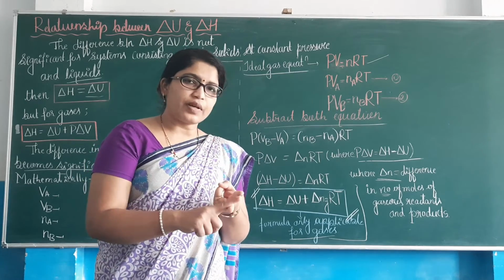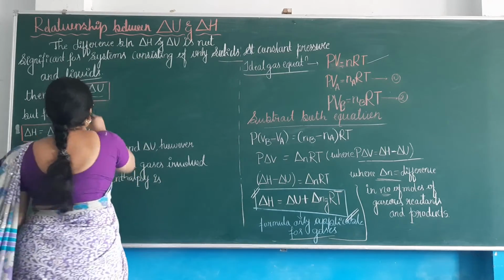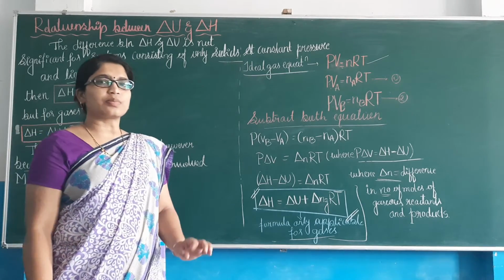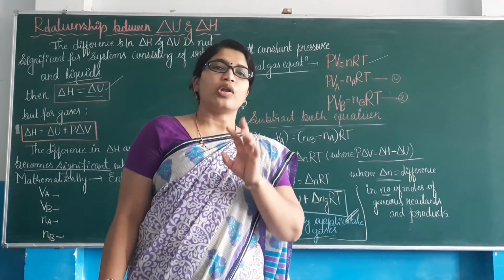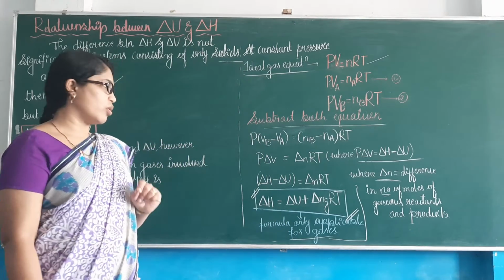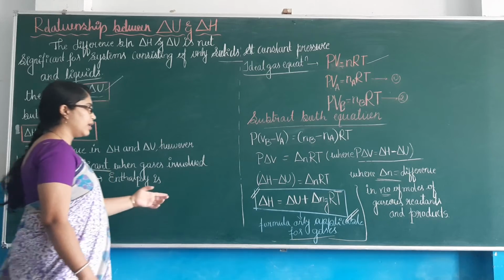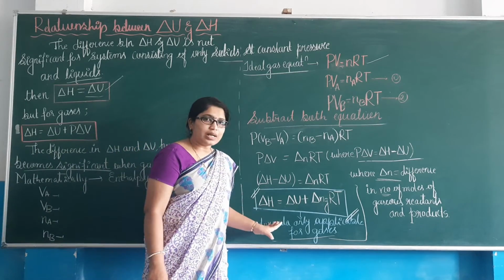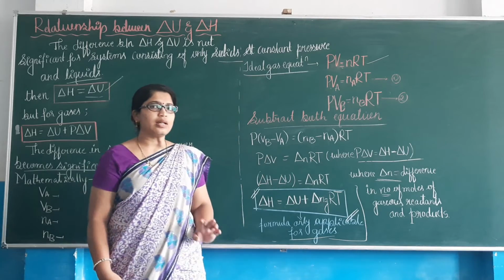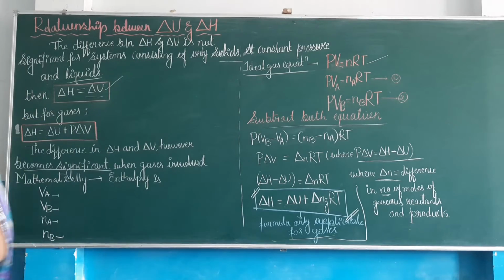If we take solids and liquids, delta H is directly equal to delta U. But by taking gaseous particles, the volume will be changing, but the thing is pressure will be constant. And now we can finally get the expression delta H is equal to delta U plus delta nGRT.